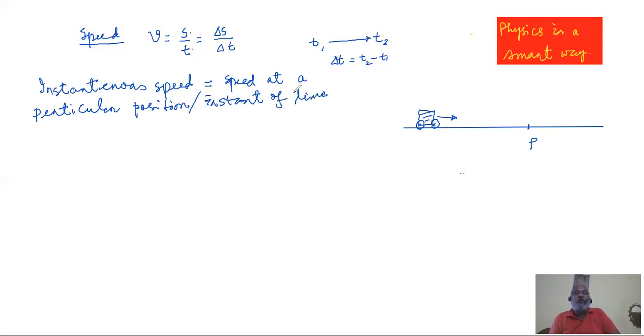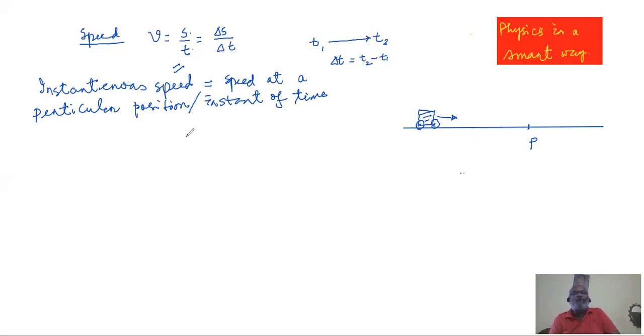Suppose a body starts to move at 10 o'clock and continues to move till 11 o'clock. I may be interested, maybe a question comes in, what was the speed of the body at 10:20? So that is an example of instantaneous speed.